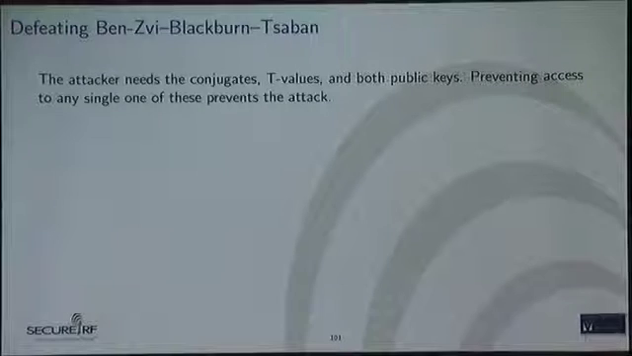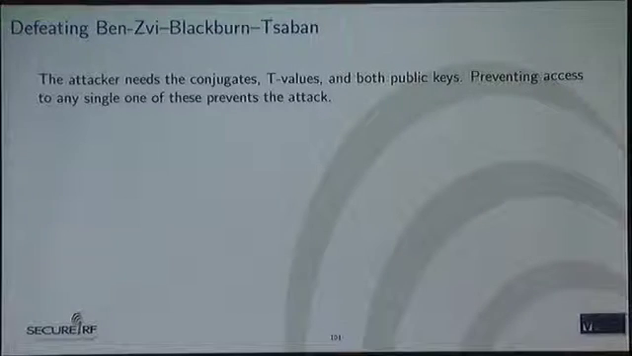So how can we defeat this attack? Well, first of all, as I said, the attacker needs a lot of data for this attack to work. They need the conjugates, they need the t-values, they need the matrix, they need both public keys. So preventing access to any one of these pieces of data makes the attack fail. And there are certainly many deployment architectures where that's the case.